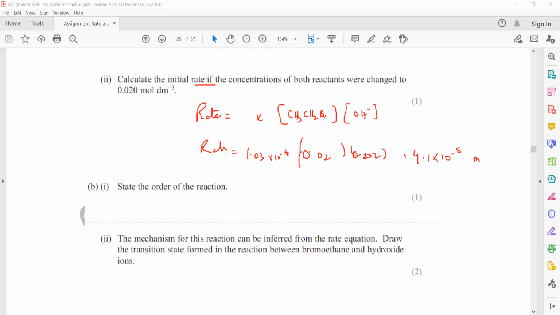And because it is a rate, the unit of rate is mole per dm cube second. K can have different units, but the rate will always have this unit. State the order of this reaction. So which order reaction is this? The overall. Second. So it is a second order reaction overall, because it is first order with respect to bromoethane and first order with respect to OH. So overall it will be second order.